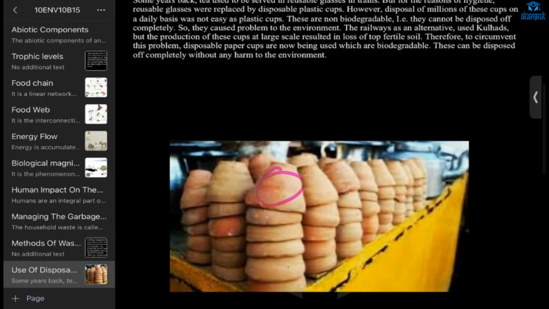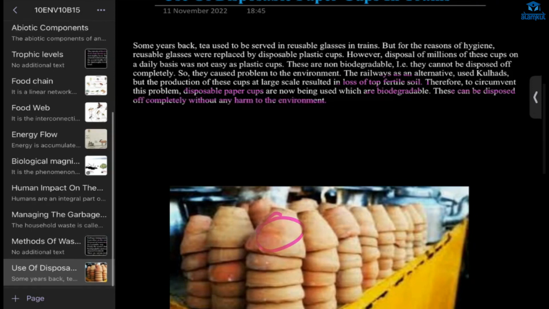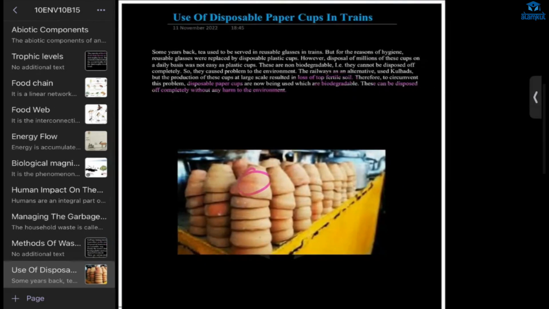If they are produced on a large scale, it results in loss of top fertile soil, okay. Because of that, they started using disposable paper cups, and these paper cups are biodegradable and can be disposed of completely without any harm to the environment. Okay, this chapter is over.